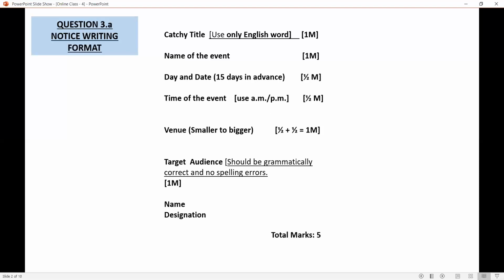Now, last is name and designation. Though it doesn't carry marks, you must write it. Total marks is 5.